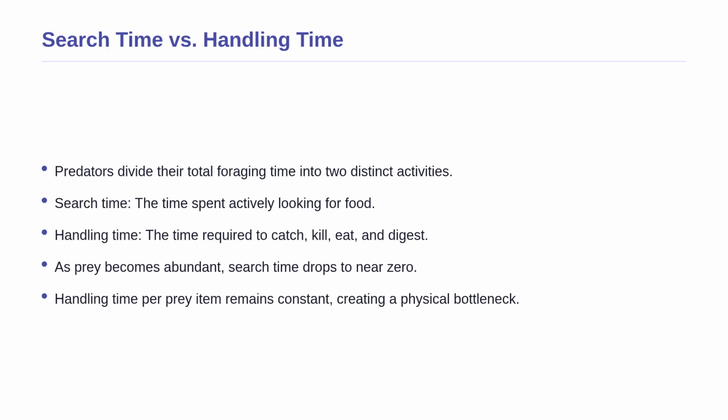As prey becomes more abundant in the environment, the search time drops to near zero because food is everywhere. However, the handling time per prey item remains constant. You cannot chew any faster. This creates a physical bottleneck that limits the maximum possible consumption rate.